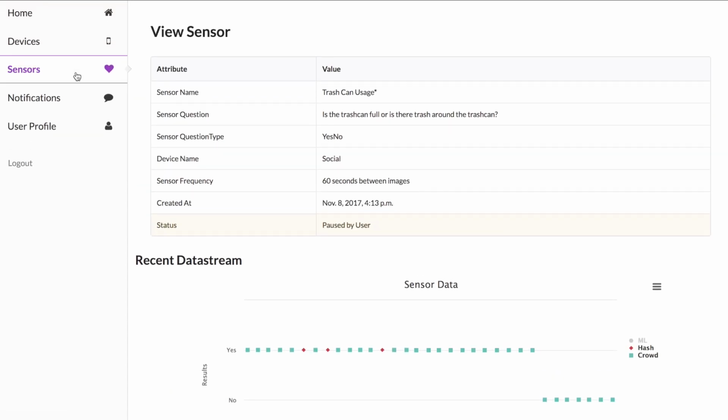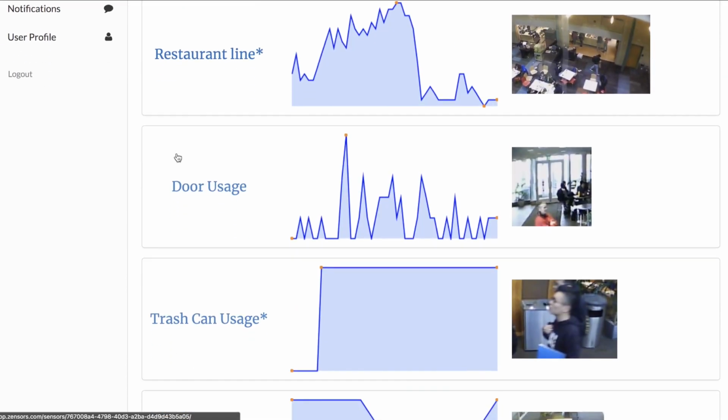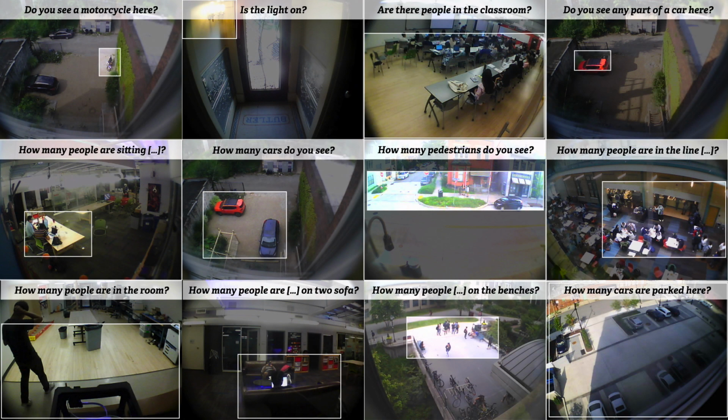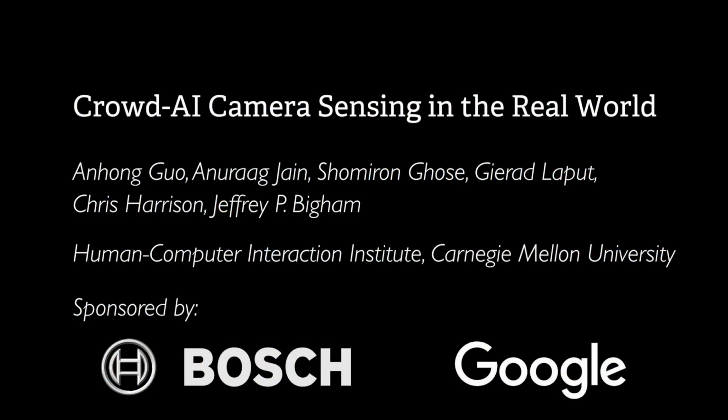We deployed our system in the wild over many months and environments, answering over 1.6 million question instances created by real users. In our paper, we share lessons learned and implications for future crowd AI vision systems.